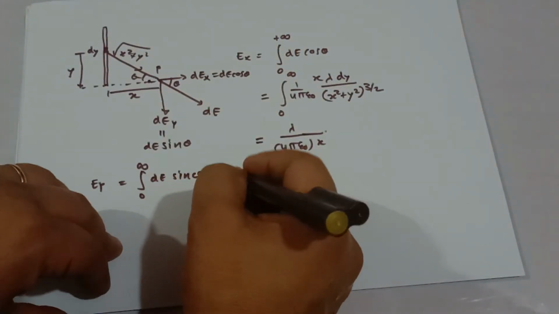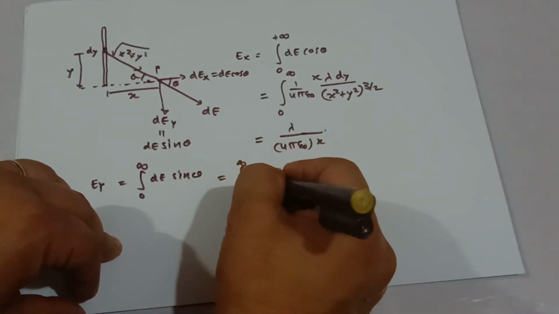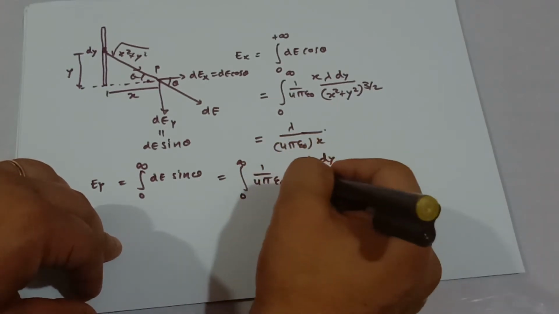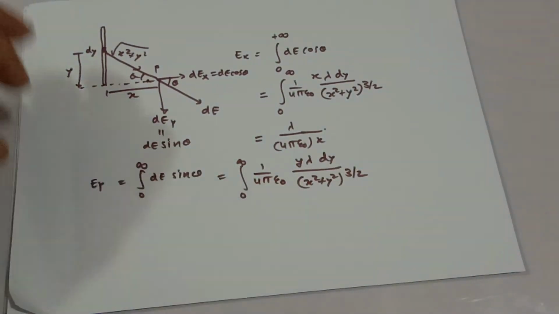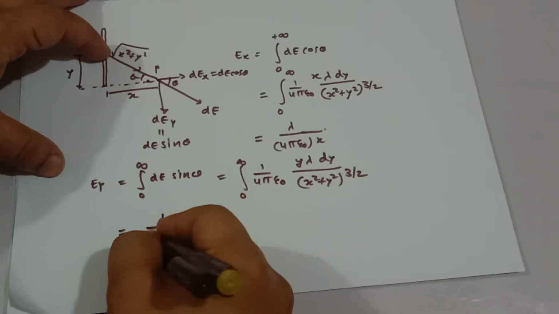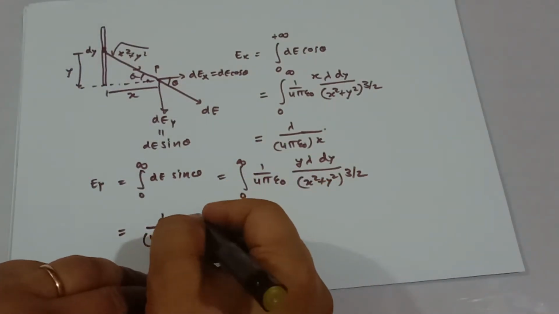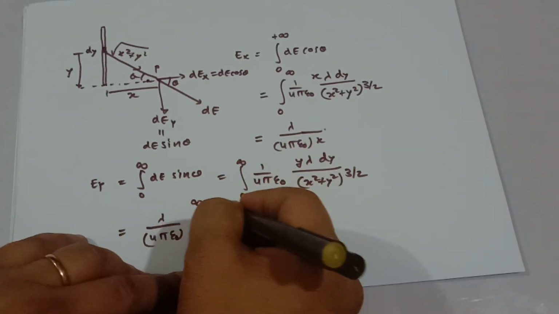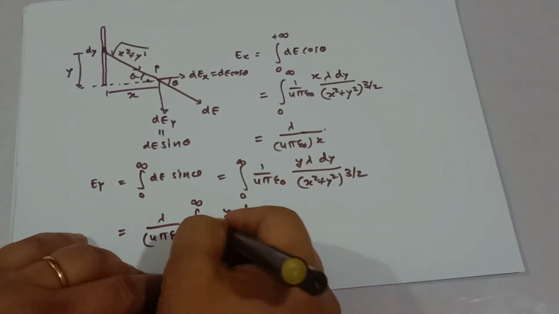So when you integrate that particular thing, that would become the integral from 0 to infinity of 1 by 4 pi epsilon naught, and here it would be y into lambda into dy over (x square plus y square) power 3 by 2. So that you really need to calculate. Some of the constant terms would come out, which is lambda and 4 pi epsilon naught in the denominator, and the other things would remain inside the integration, which is y into dy divided by (x square plus y square) power 3 by 2.